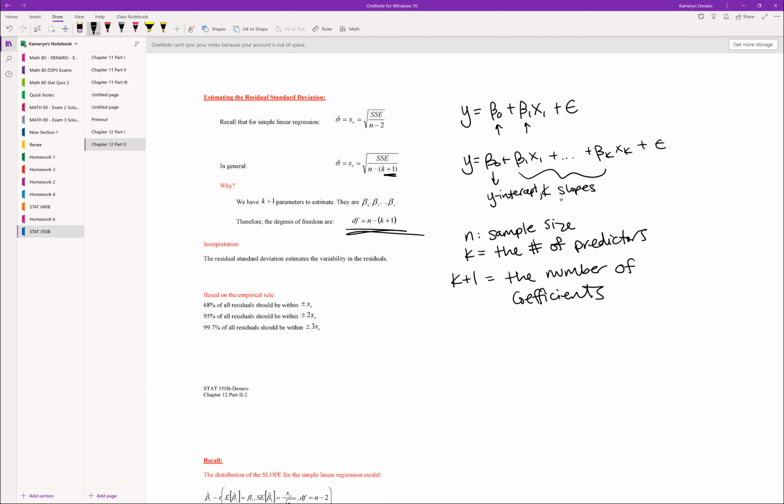Remember the empirical rule is that our residuals should lie within 1, 2, and 3 standard deviations. That's 68, 95, 99.7. So our S epsilon will give us a measure of what we think typical residuals should lie within. Okay.